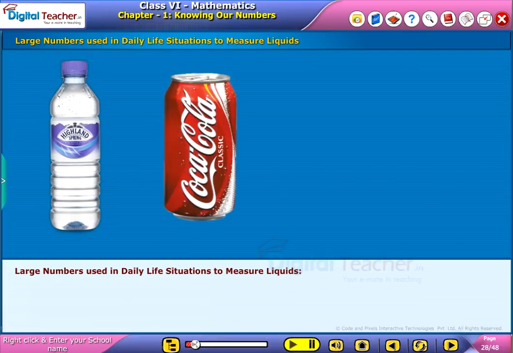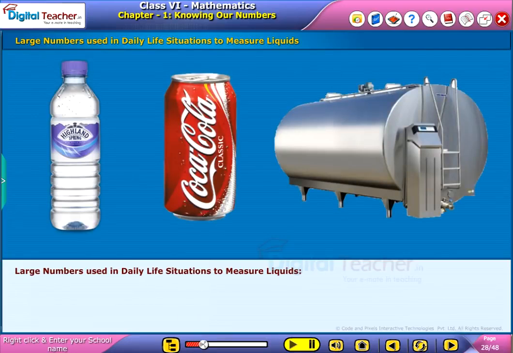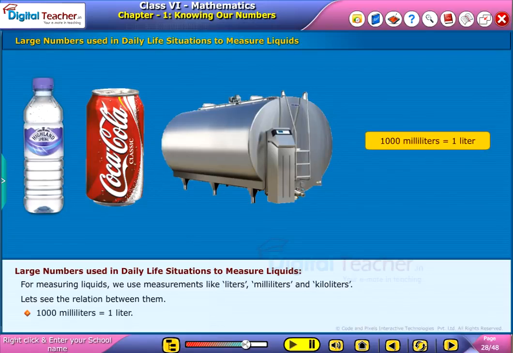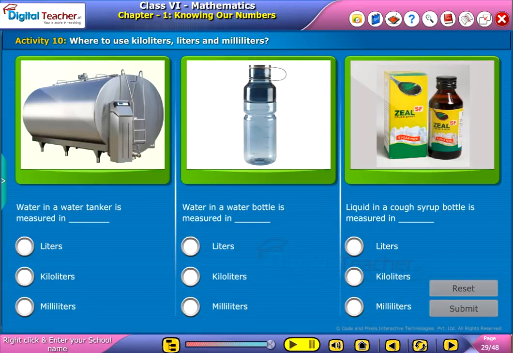Large numbers used in daily life situations to measure liquids. For measuring liquids, we use measurements like liters, milliliters and kiloliters. Let's see the relation between them. 1000 milliliters is equal to 1 liter. 1000 liters is equal to 1 kiloliter. Let us see where to use kiloliters, liters and milliliters. Click the appropriate options for the following blanks.